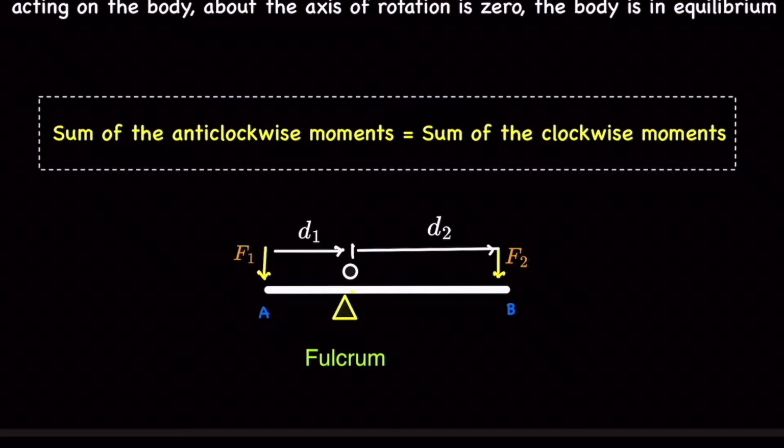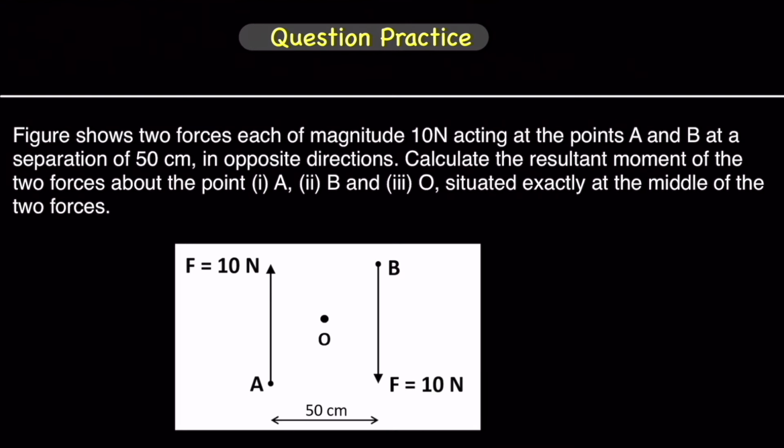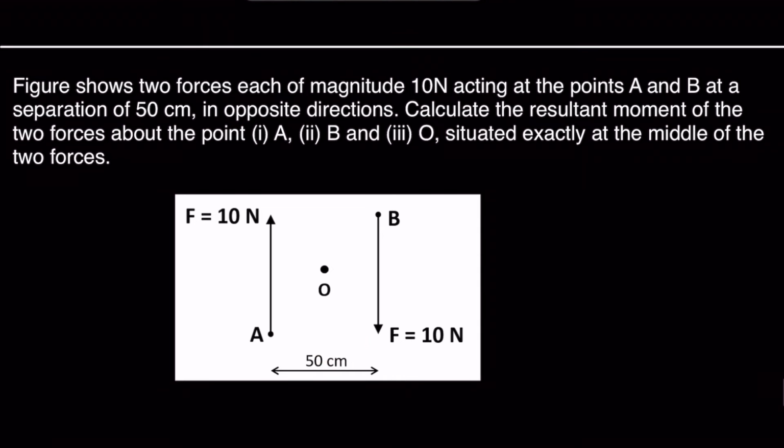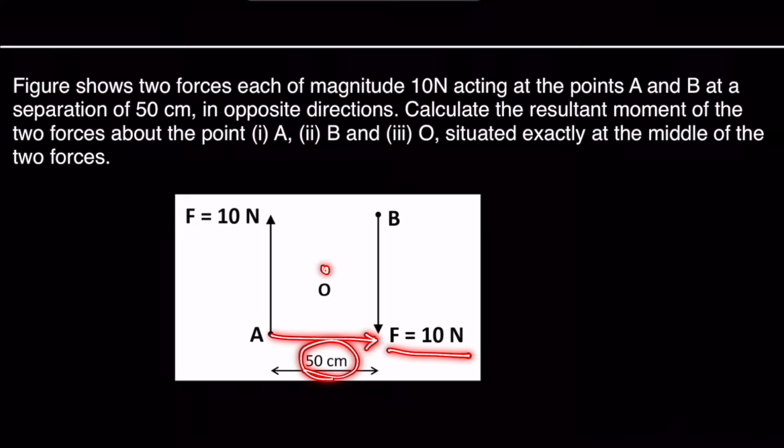Let's start with the first question. As you see in this question, the figure shows two forces, each of magnitude 10 Newton, acting at the points A and B at a separation of 50 centimeter in opposite direction. So you see this figure. Here we are applying two forces of the same magnitude, 10 Newton, 10 Newton, at a distance of 50 centimeter. And this is the fixed point O.